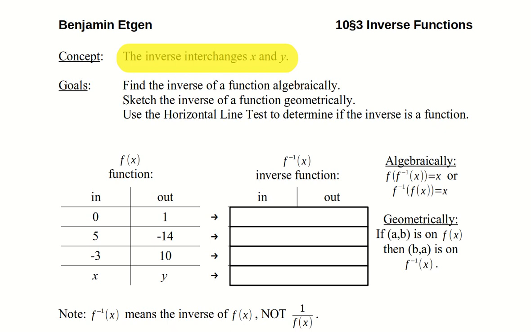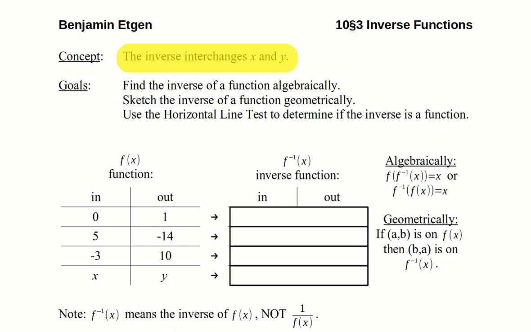Now, that looks fairly straightforward. It's just an interchange, a swap of x and y. Our goals for this section are to find the inverse of a function algebraically, to sketch the inverse of a function geometrically, and to use a new test, the horizontal line test, to determine if the function has an inverse that's also a function. So those are our goals. Let's take a look at this first example.